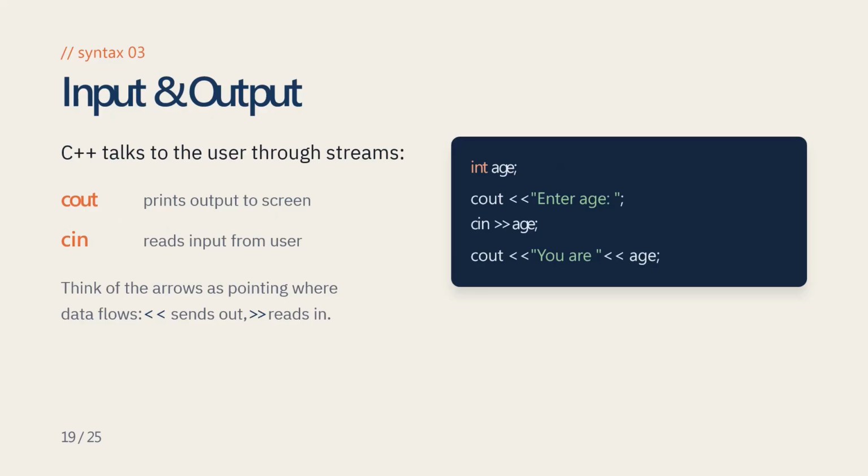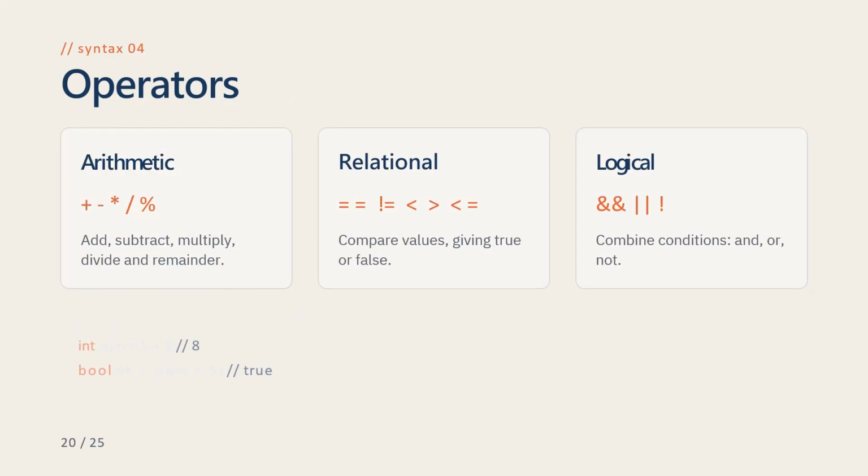The next we see in syntax is input and output. C++ communicates with users using streams. The cout statement displays output on the screen, while cin accepts input from the user. Notice the direction of the arrows. Double less than symbol sends data to the output stream, whereas double greater than symbol receives input from the keyboard. Next come the operators. Operators perform various operations on data. Arithmetic operators, relational operators, logical operators are widely used.